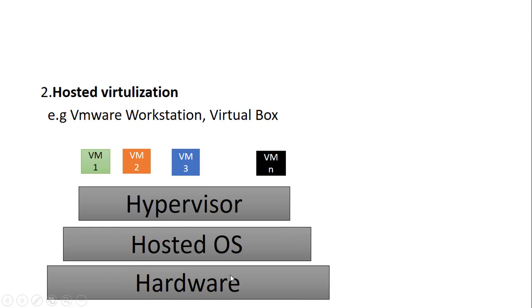Hosted virtualization. In the diagram, a hosted operating system or base operating system is installed on the hardware. Then the hypervisor is installed on the hosted operating system. Then multiple operating systems are installed on the hypervisor.